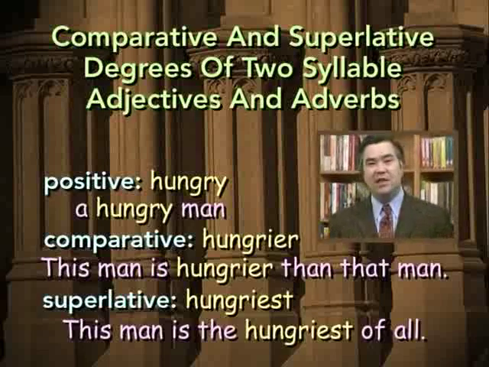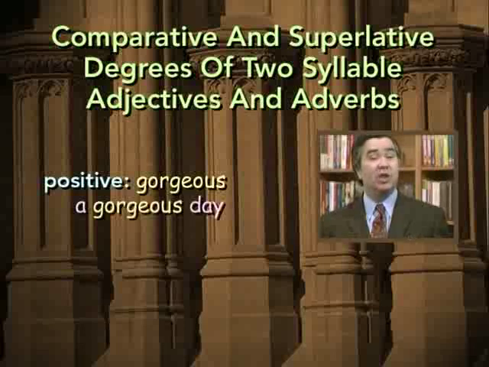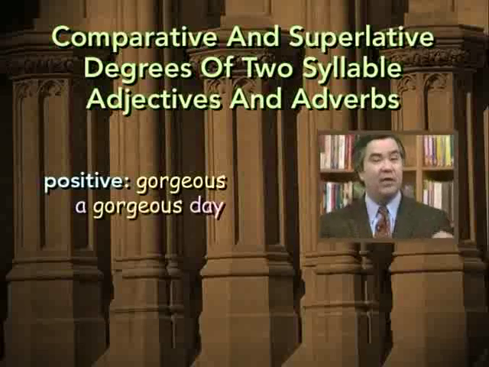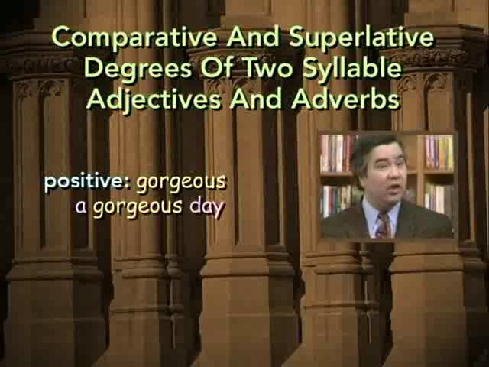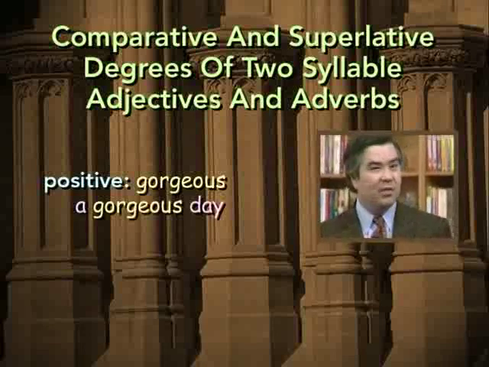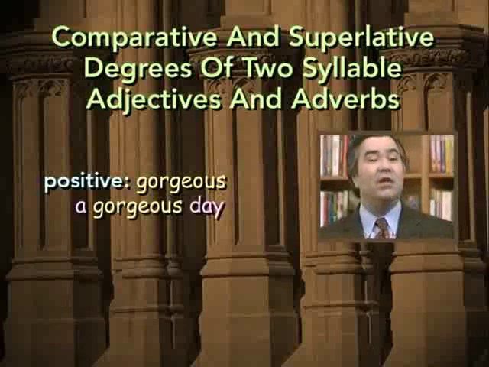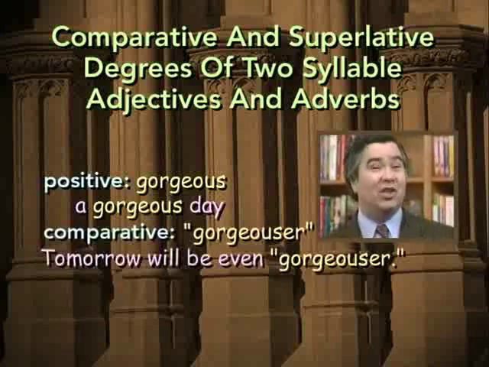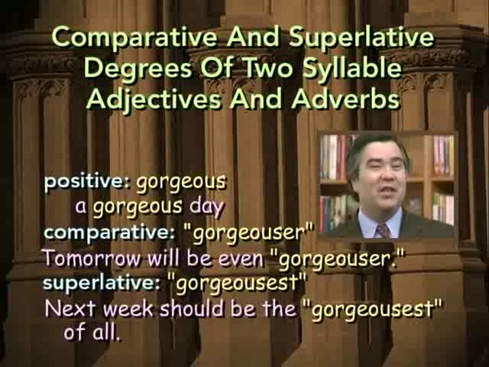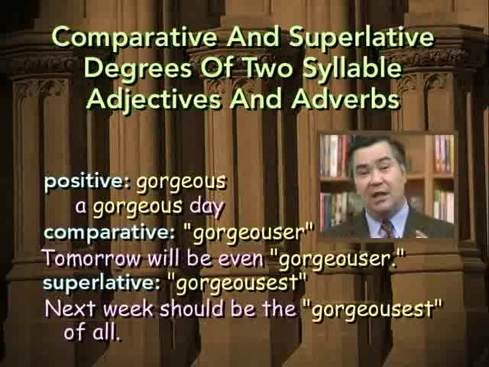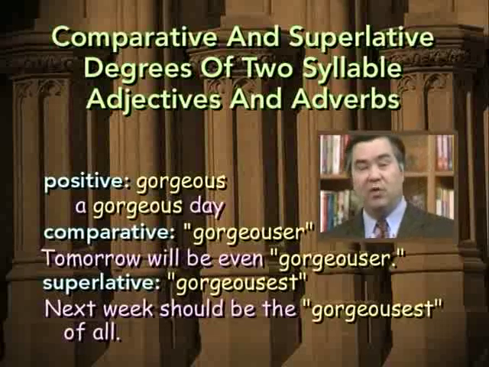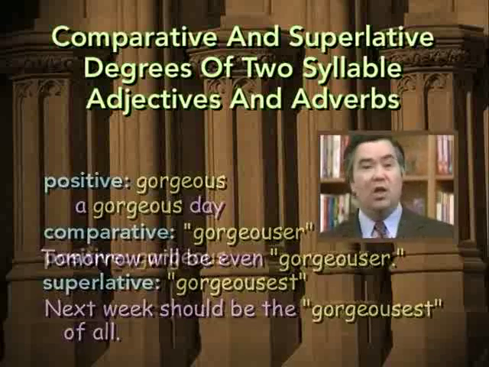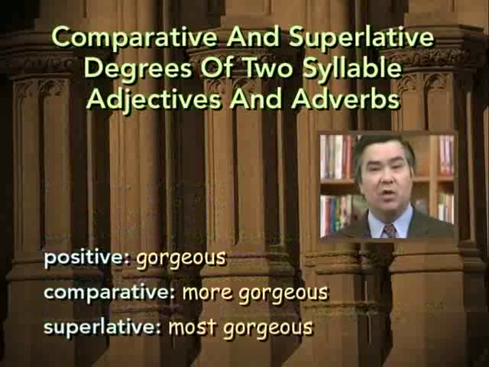On the other hand, take an adjective like gorgeous, a gorgeous day. How would you form the comparative and superlative degrees of that? Well, you could add er and est, but I think the result sounds a little awkward and is even a little difficult to pronounce. A gorgeous day, tomorrow will be even gorgeouser, and next week should be the gorgeousest of all. It's very hard to say that because of all the S sounds. And so the correct way to modify gorgeous would be to add the extra word. Gorgeous, more gorgeous, most gorgeous.